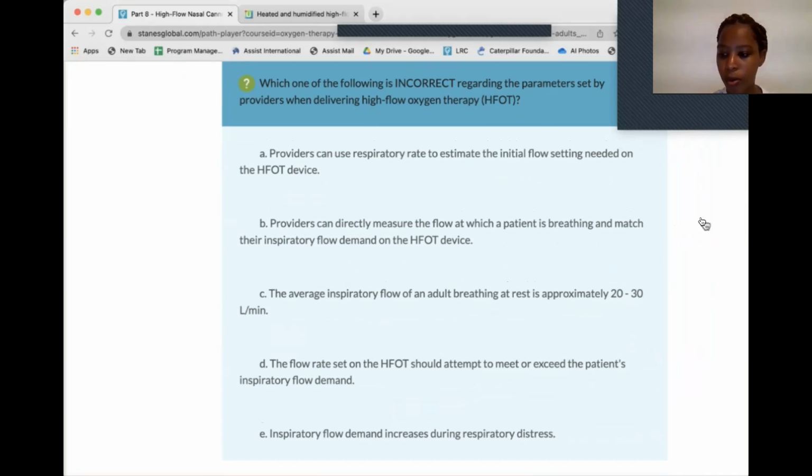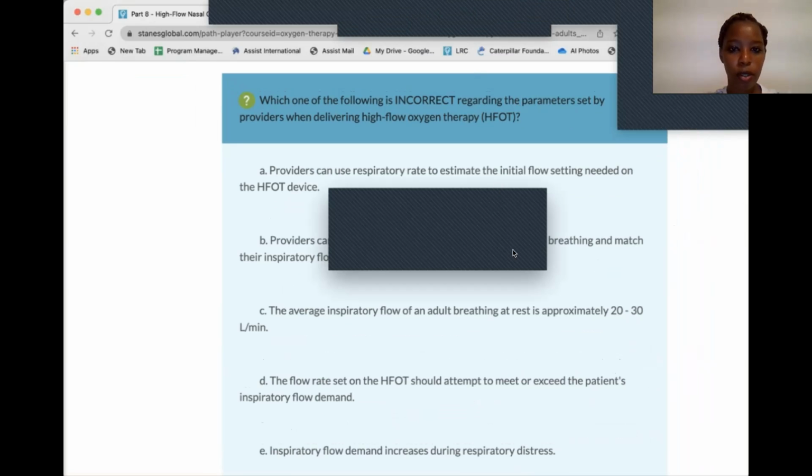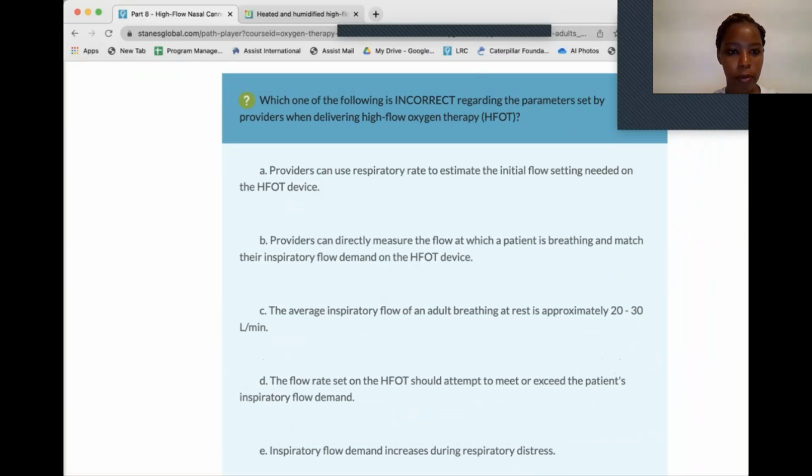So from what we have learned, which of the following is incorrect regarding the parameters set by the providers when delivering high flow oxygen? So which one is incorrect? Providers can use respiratory rate to estimate the initial flow setting needed on the high flow oxygen therapy device. Providers can directly measure the flow at which a patient is breathing and match the inspiratory flow demand of the high flow oxygen therapy device. The average inspiratory flow of an adult breathing at rest is 20 to 30 liters per minute. The flow rate set by the high flow oxygen therapy should attempt to meet or exceed the patient's demand. And then E, inspiratory flow demand increases during respiratory distress.